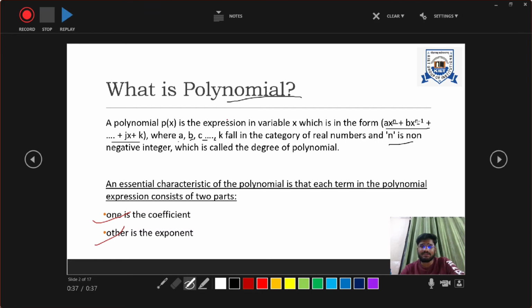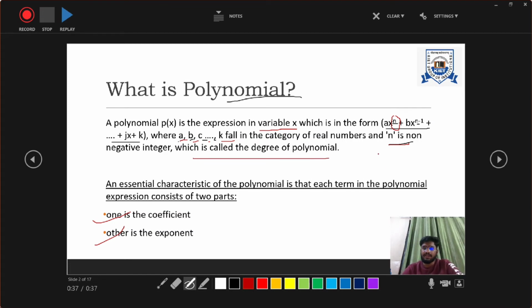Here we can see the general polynomial expression, written with a variable x in the form a into x to the power n plus b into x to the power n minus 1 and so on. We can clearly see that a, b, c and the rest are coefficients, and the power terms in the form of n are called exponents. The n should always be a non-negative integer, which is called the degree of the polynomial.